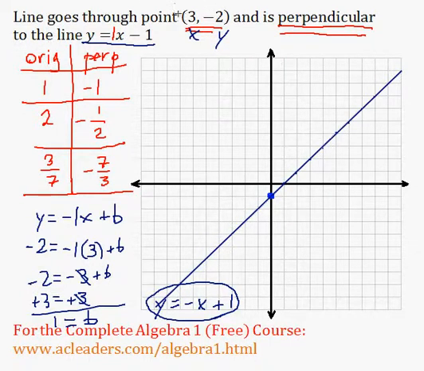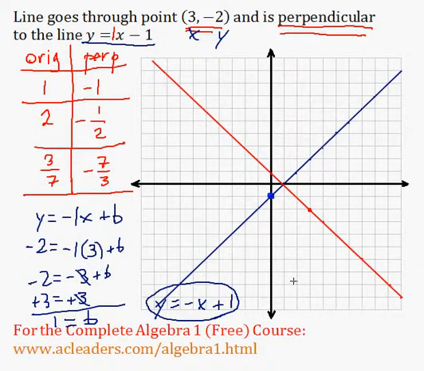And the line that we were looking for has a slope of negative 1 and goes through the point (3, -2). So 3 and negative 2 right here. And since they are perpendicular, the slope of course is negative 1, so we go over 1, down 1, over 1, down 1. Right there. Somewhat accurate. Not as accurate as I'd like, but that's okay.